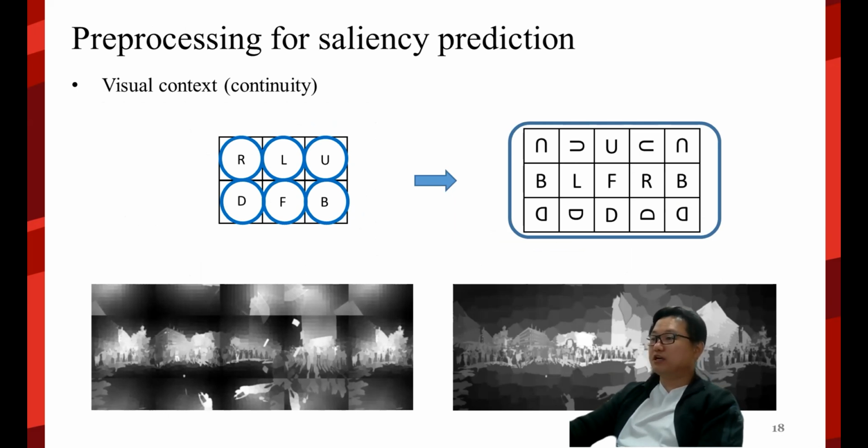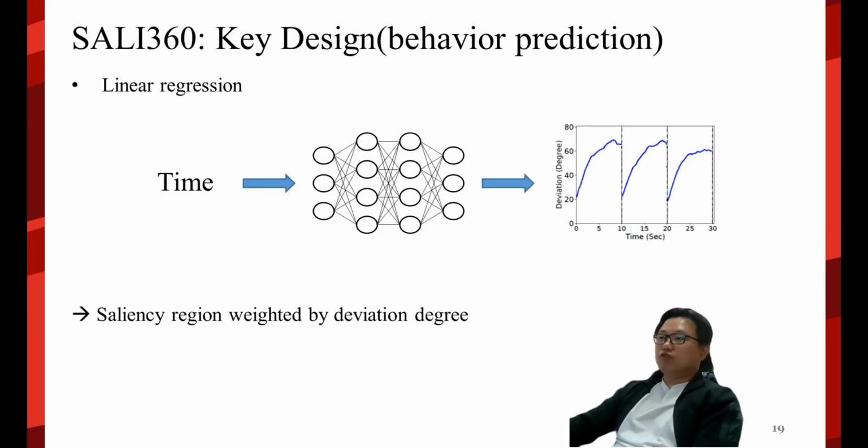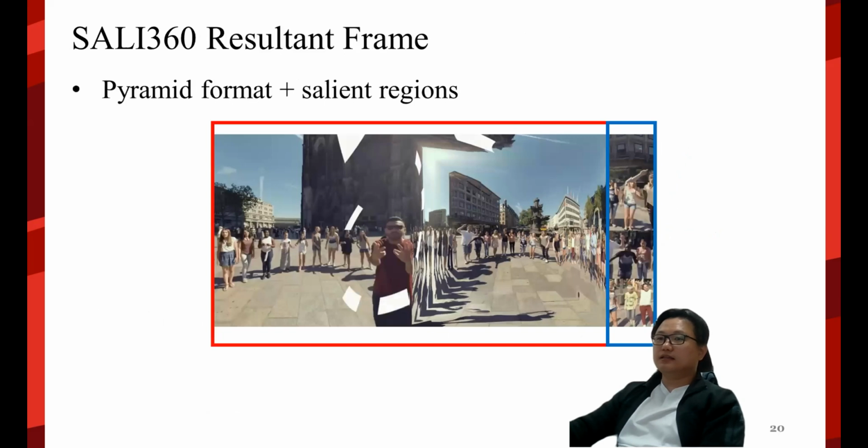So we made a bigger map. We rotate it as one big picture. On top of one big picture, we run the salience map. So which is more logical, right? So then we apply the deep learning and a deviation degree. Then this is the resultant framework, salience patch with the face, and the rest of the area is my pyramid, and these are my salience patches.